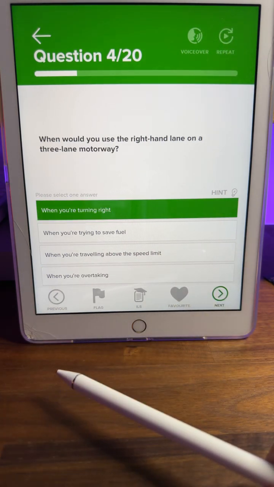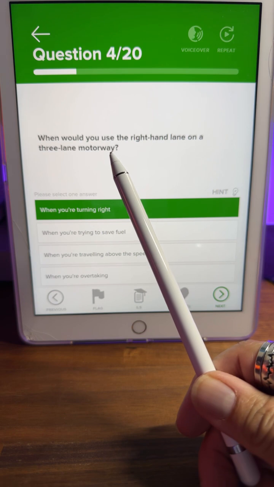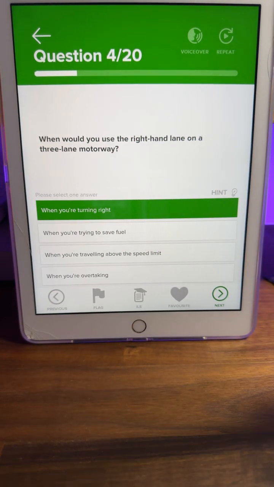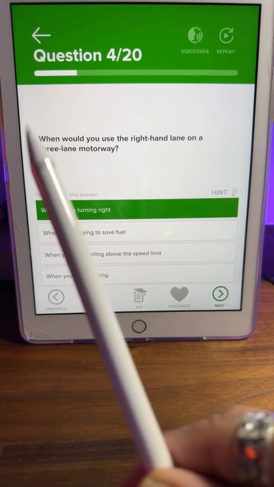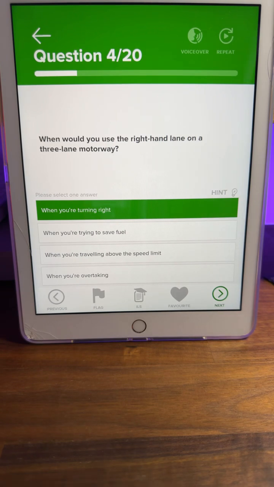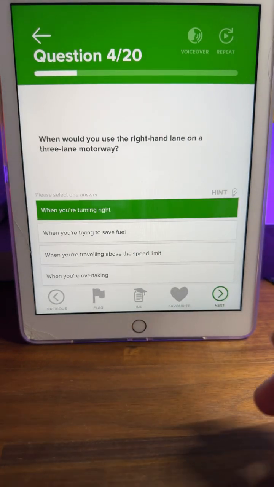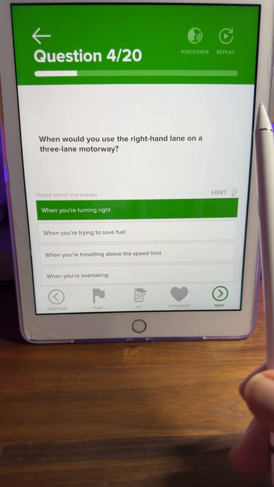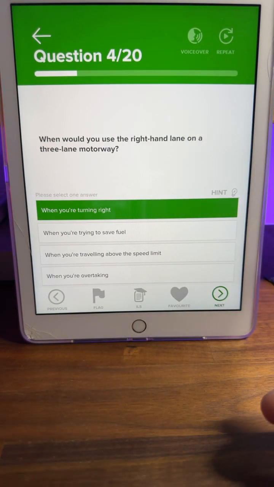When you're turning right, can you turn right on a motorway? Anybody know the answer to that? Can you turn right on a motorway? No is the answer. You can't turn right on a motorway. You've got to come off the slip lane, go up to the roundabout, and then you can turn right. But on a motorway itself, you cannot turn right. Guys, also, that's the difference between a dual carriageway and a motorway. Dual carriageways will have roundabouts on them, and you can turn right on a dual carriageway. You can't do that on a motorway.